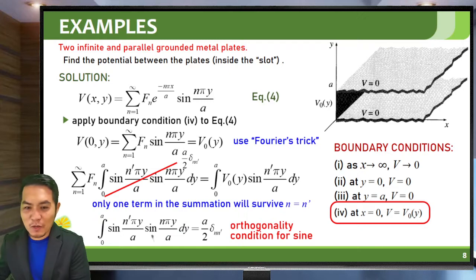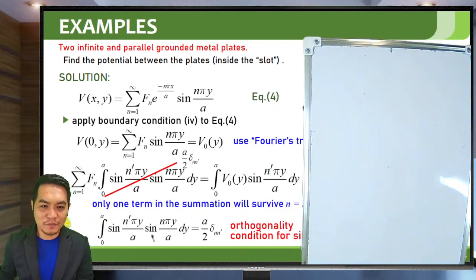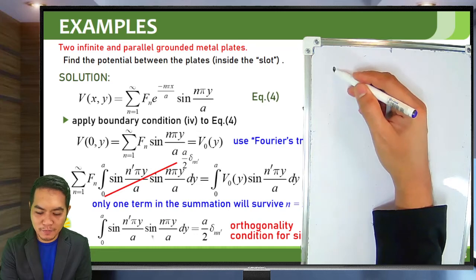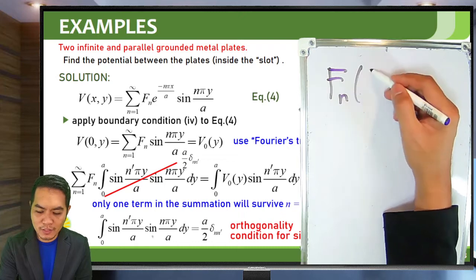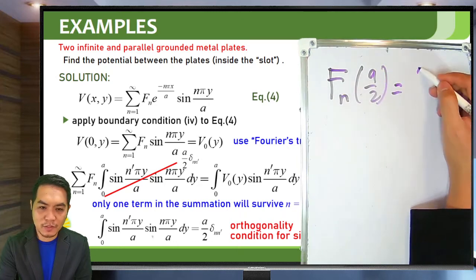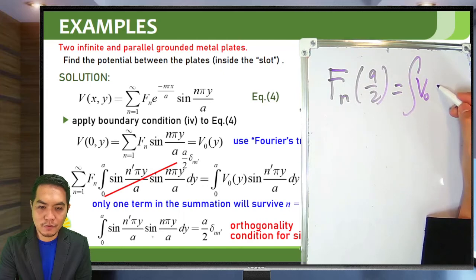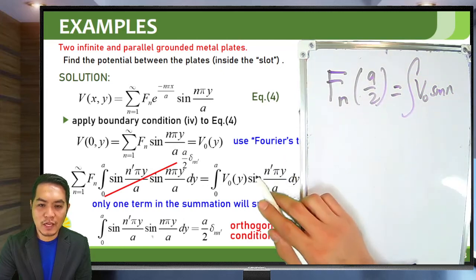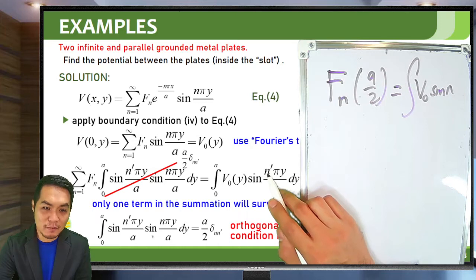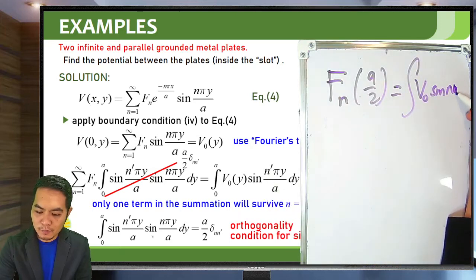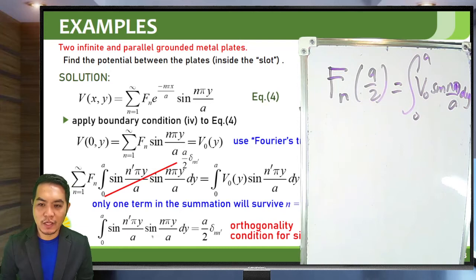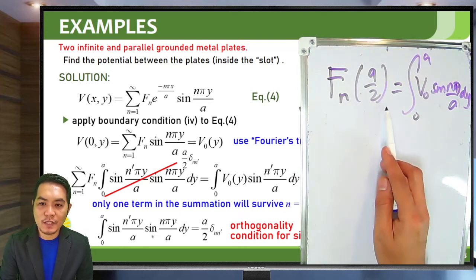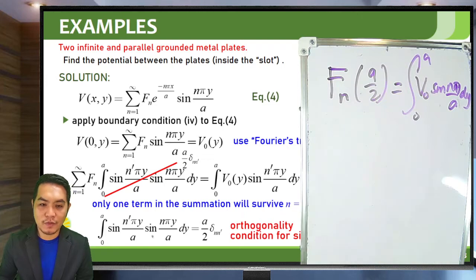So since only one term in the equation will survive, then our equation will just become f n or f n prime. Anyway, n must be equal to n prime, and then you have a over 2 f n, and it's equal to that integral of V0 sine n pi y over a dy from 0 to a. So we'll now, instead of n prime, just use n because n prime is equal to n. So to solve for f n, we just cross multiply the a over 2, so 2 over a.